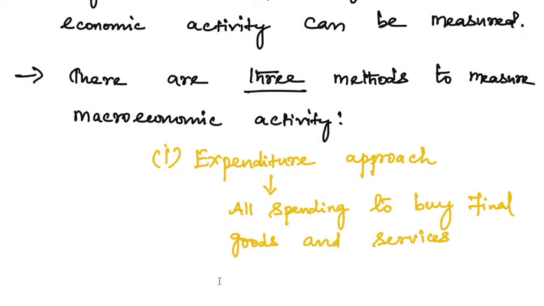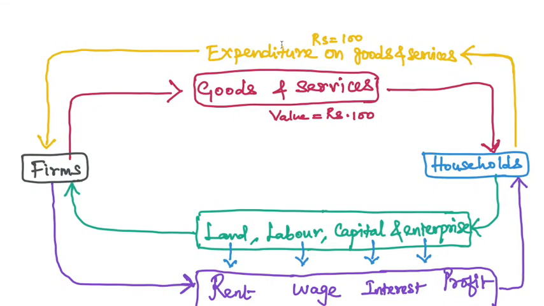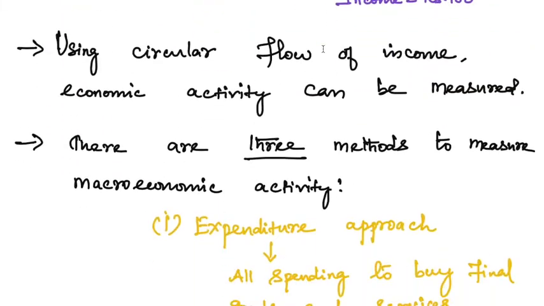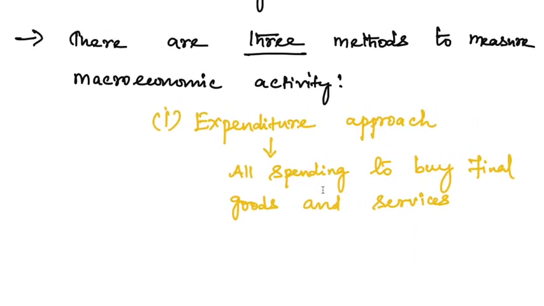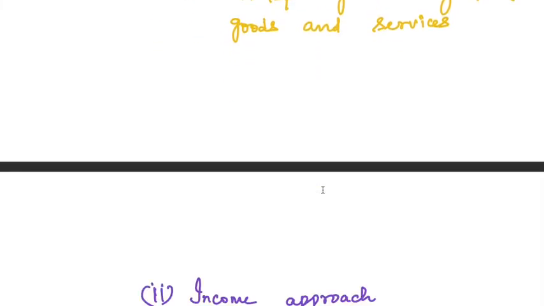There are three methods to measure macroeconomic activity. The first one is the expenditure approach. Here what we do is add all spending in the country to buy final goods and services. This is written in yellow color, and it is basically about the expenditure on goods and services that we discussed in the circular flow of income. If you have understood this, it is easy to understand the expenditure approach. Here we are adding up all the final spending to buy goods and services produced in an economy.